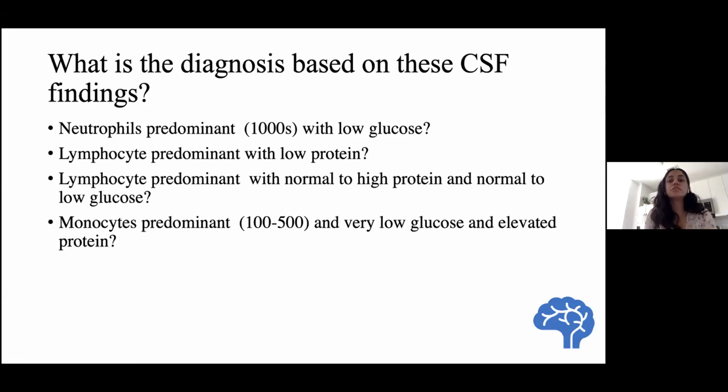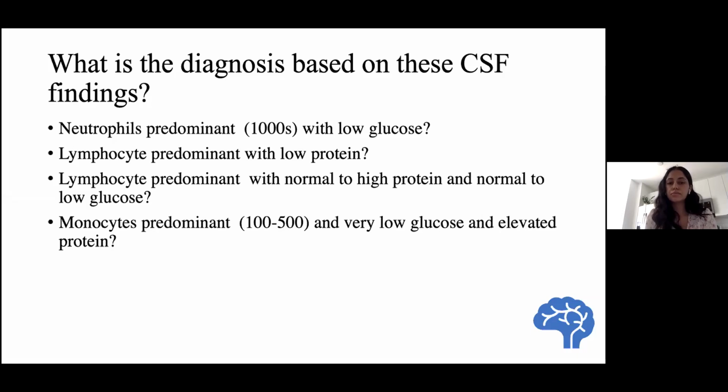Now, what if it is lymphocytic predominant with low protein? Okay, viral. Yes, and the way I remember this: first of all, viruses tend to infect cells and go inside of the cell, so you need lymphocytes to detect viral infections. So I know it's going to be lymphocyte predominant. Also, viruses don't make their own protein, right? They use the proteins of our cells, so that's how I know the protein level is going to be low as well. Perfect.